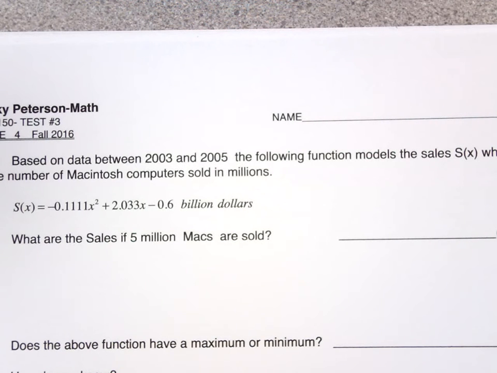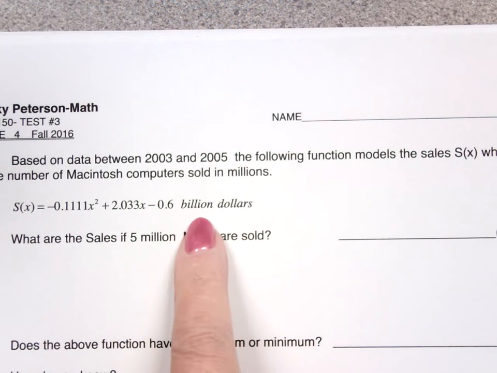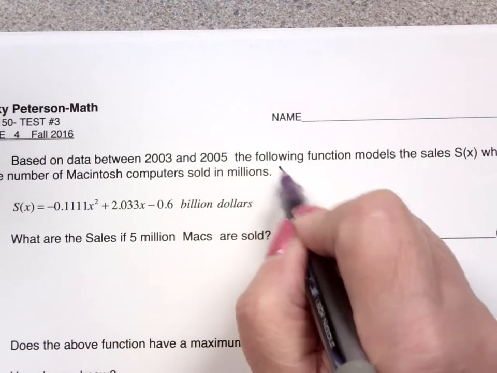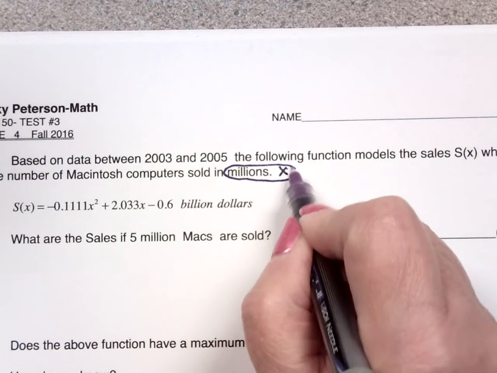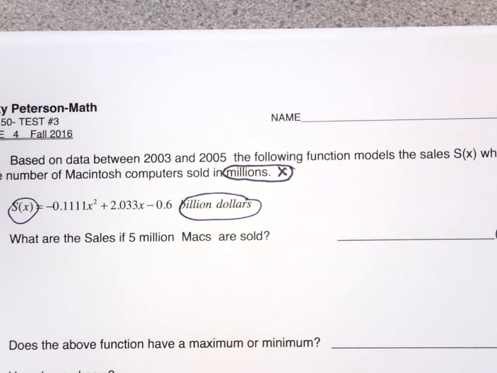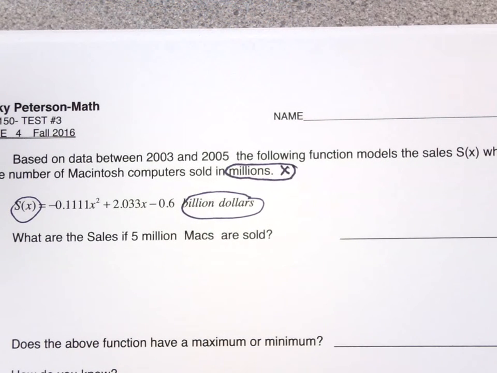Based on data between 2003 and 2005, old data. The following function models the sales, S of x, where x is the number of computers sold in millions, and it looks like S of x is in billions of dollars. So we've got the two units: x is millions, and S of x is billions. I've got to keep that in mind.